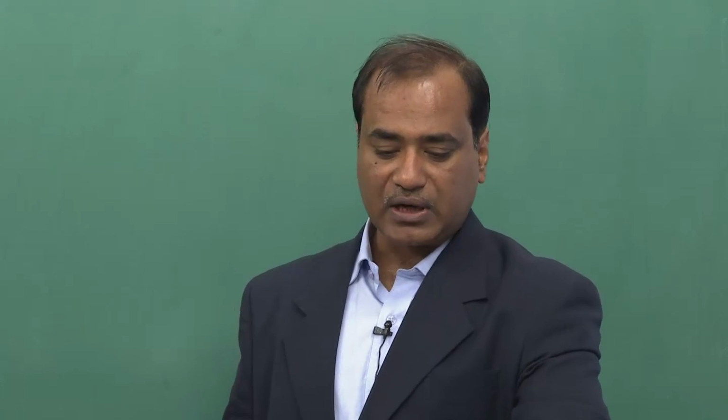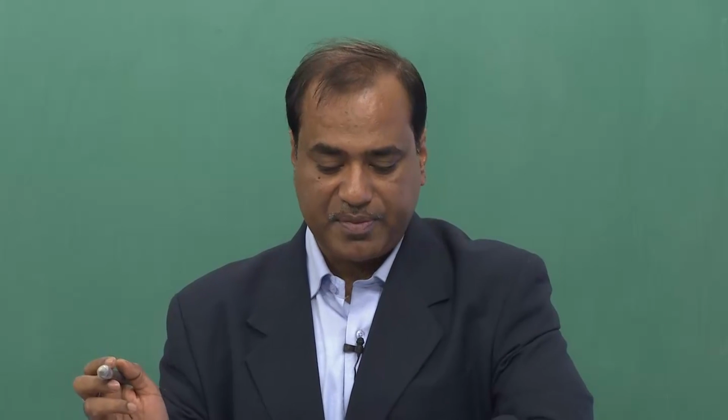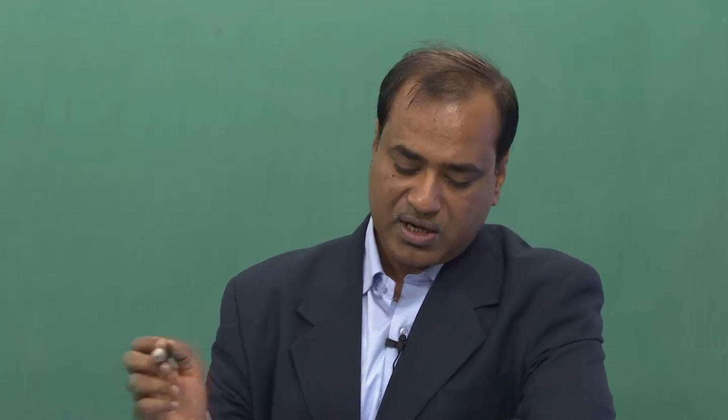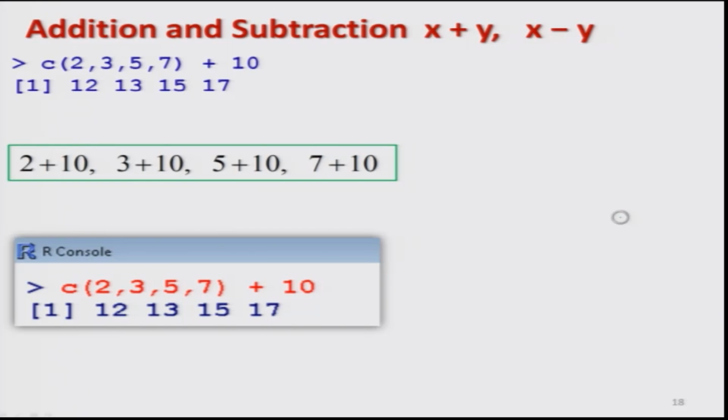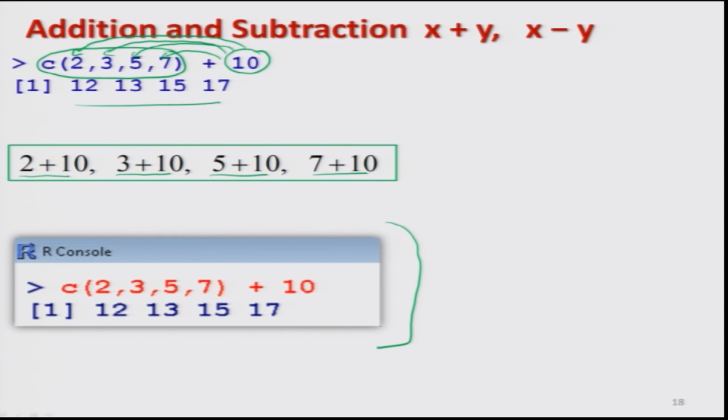Okay. And similarly, when I am trying to do addition and subtraction, you can see we have a simple rule: I am taking a vector of 2, 3, 5, 7 and I am adding one scalar value 10. Then this value is being added to each and every element, right, and I am getting 2 plus 10, 3 plus 10, 5 plus 10, 7 plus 10, and ultimately we get this outcome, and this is the screenshot.